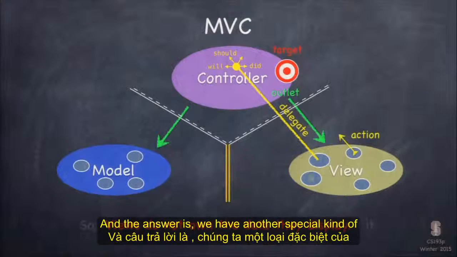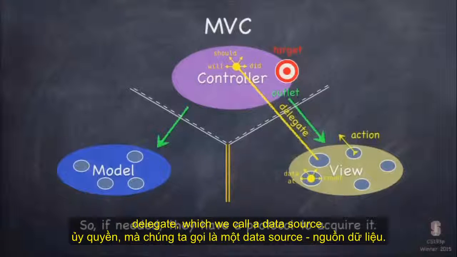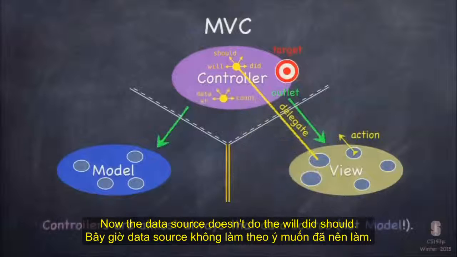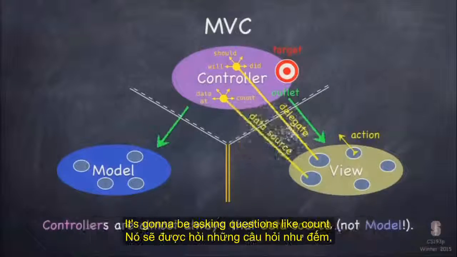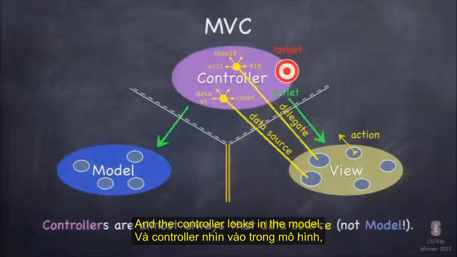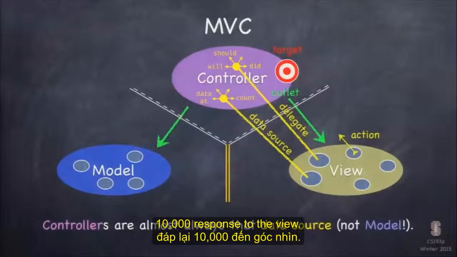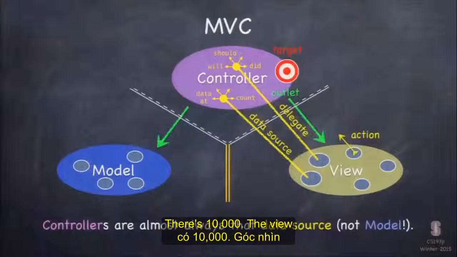How does that communication happen? And the answer is, we have another special kind of delegate, which we call a data source. Now, the data source doesn't do the will, did, should. It's going to be asking questions like count, like how many songs are there? And the controller looks in the model, 10,000. Responds to the view, there's 10,000.